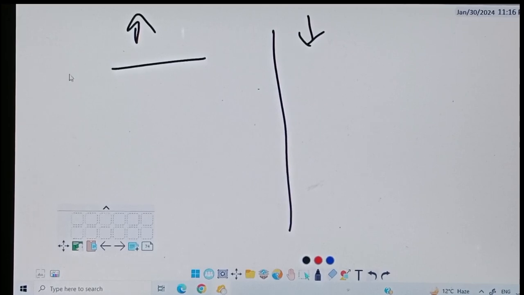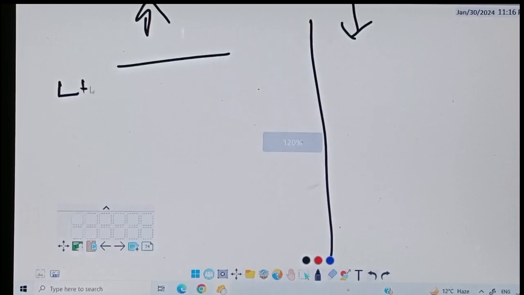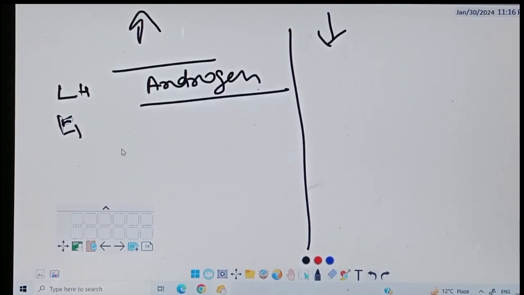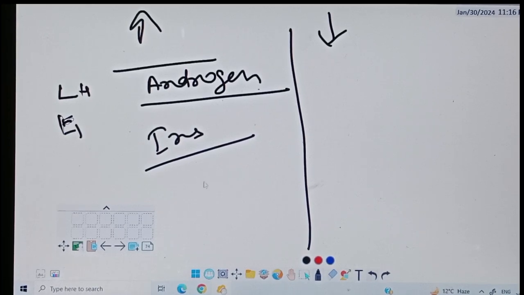What are the things which get increased? First, LH levels are increased. Next, estrogen, that is E1, is increased. Next, androgen levels are increased, that is testosterone, androstenedione, and dehydroepiandrosterone sulfate. Next, insulin level rises, along with insulin like growth factor, the bad cholesterol, that is LDL levels, and triglycerides. These are all the things which are increased.